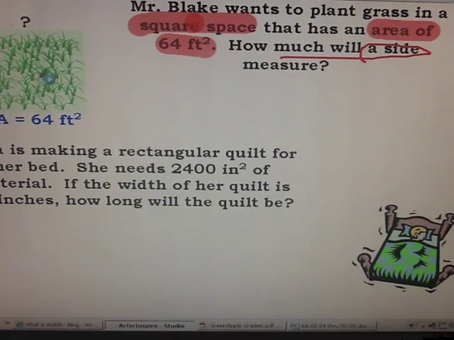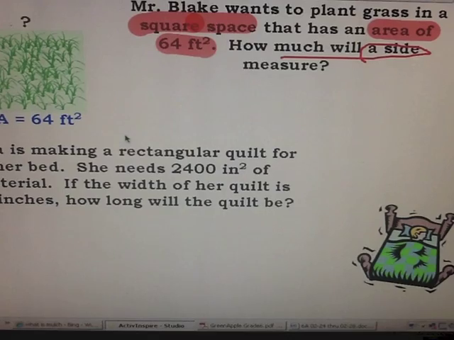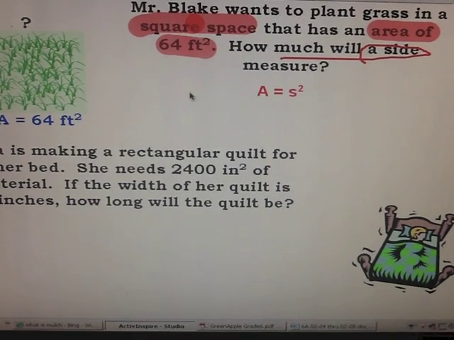Okay, so here's our square, and this is a little bit different. We're not usually told what the area is. We're usually finding the area. In this case, we're being told what the area is. So the first thing we need to do is always write down our formula. Since it is a square, I'm going to use my area equals S squared, side squared.